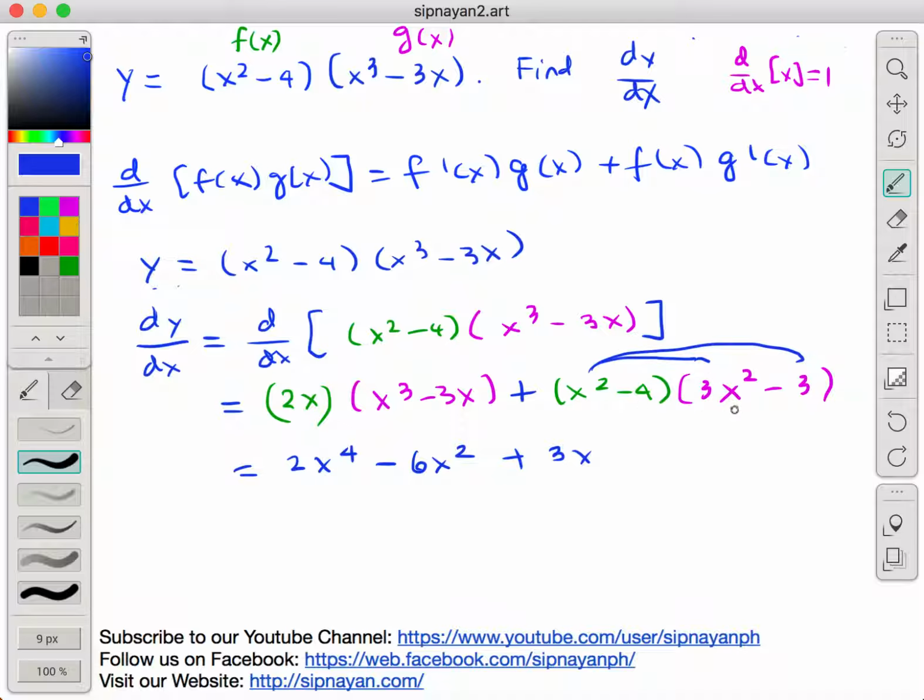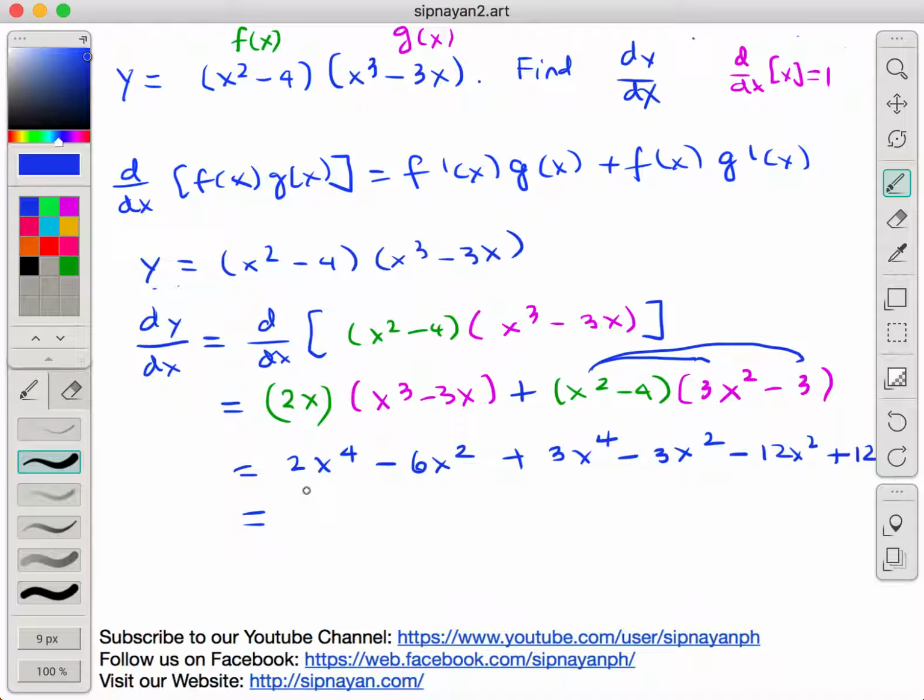So 3x to the fourth minus, what is x squared times 3? 3x squared. Tapos yung minus 4 times 3x squared, that's 12x squared. And then we have a plus 4 times 3, 12. So you can check. Hindi ko na ituturo yan sa inyo. That's multiplication of two terms, no?